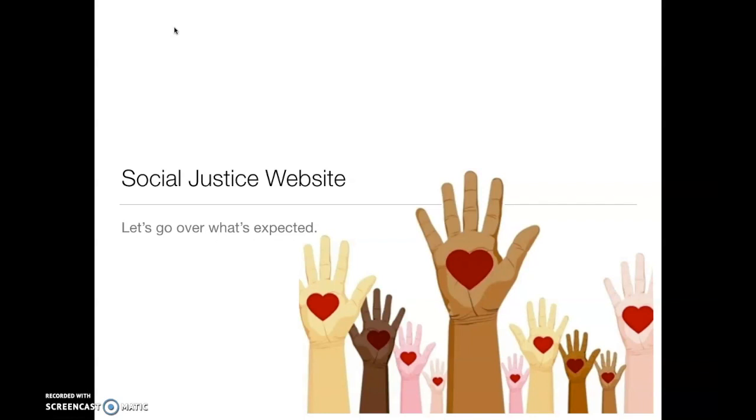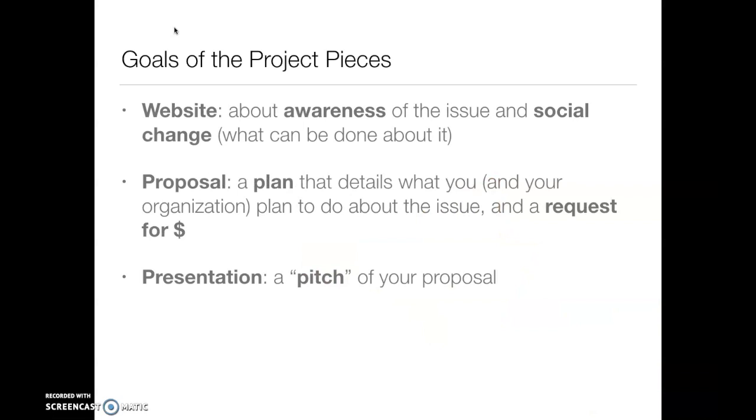Okay, so we're going to start talking about the social justice website, and I'll start by talking about a few of the first pages. Before we get started, let's just review. This is kind of how this project works. We start with a website, and the goal of that particular piece of this project is awareness of the issue. Both your own awareness and your audience's awareness of the issue.